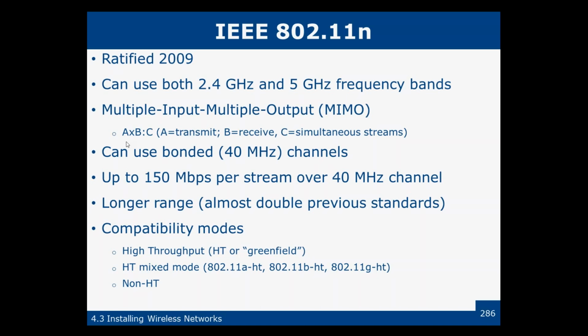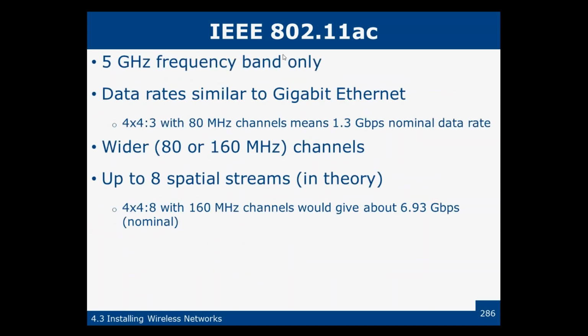Longer range compatibility modes: high throughput mixed mode, 11A, 11B, 11G. So we have some compatibility capabilities with it. Since it uses both of the frequency ranges, it can use the A's, the B's, and the G's with these things. And then we have the non high throughput mode, where we're not going to have any compatibility at all with any of these guys.